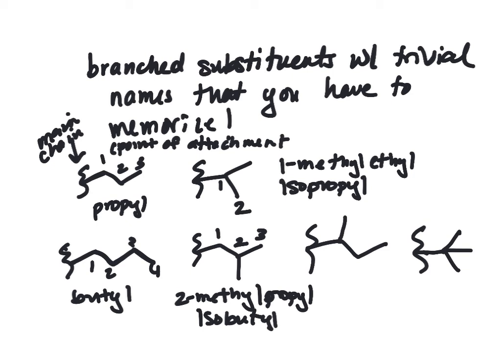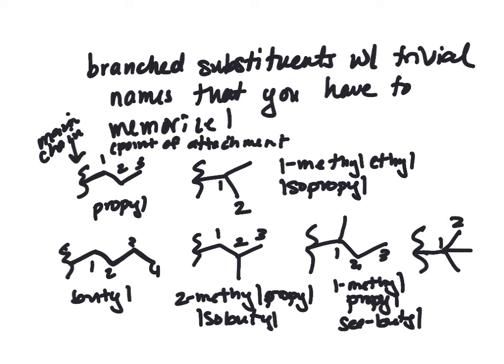Let's look at these last 2. Again, there's total 4 carbons. 1, 2, 3. This would be a 1-methylpropyl substituent, and it is known as sec-butyl. The last substituent, there would be 1, 2 in the longest continuous chain, so this would be 1,1-dimethylethyl, also known as tert-butyl.